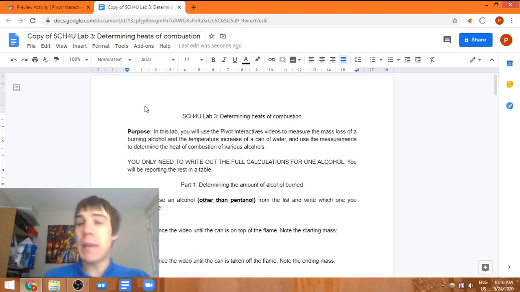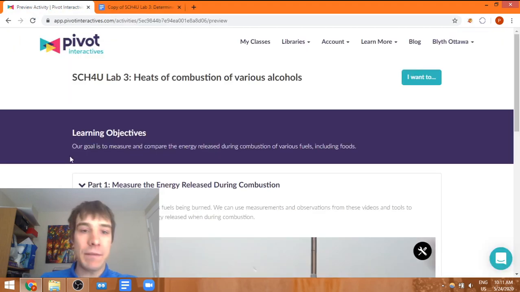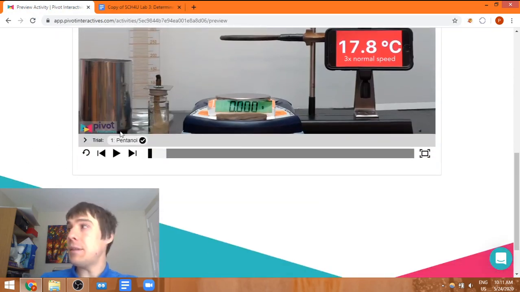So I'm going to do this with pentanol. You guys have to do the entire thing with anything but pentanol. So I'm going to do the one for pentanol. Here it is, pentanol.